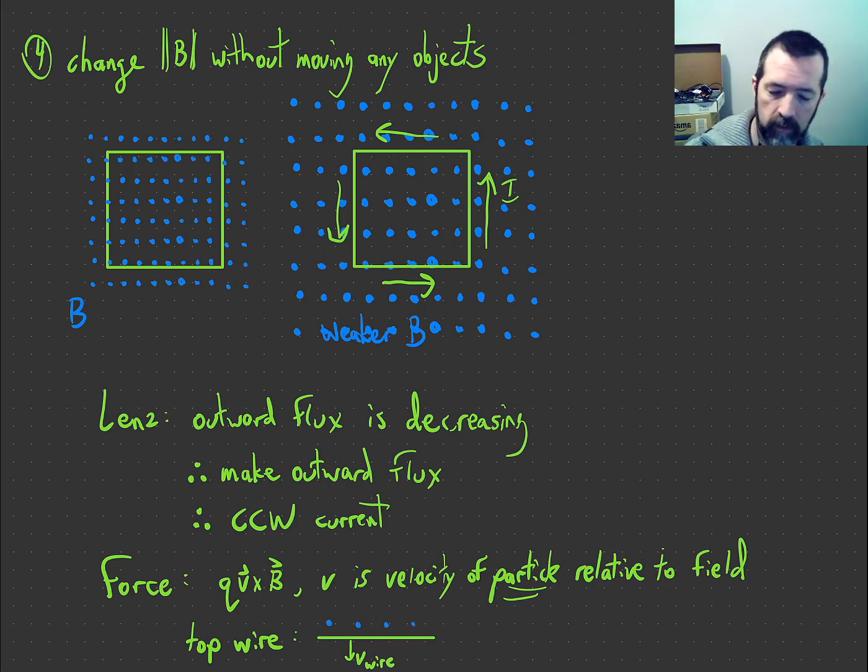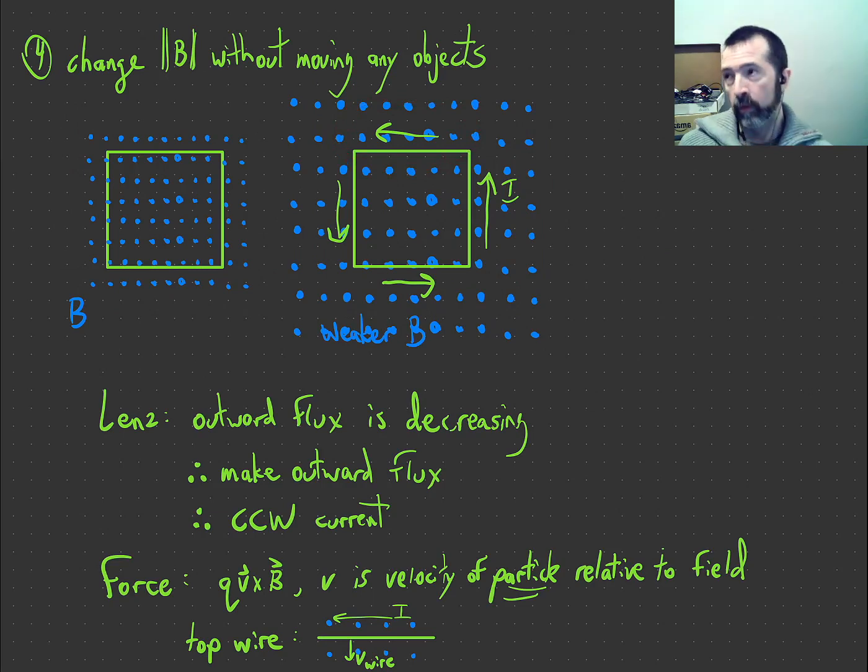So I have all these dots for the field. And the field moving up is equivalent to the wire moving down. So I'm going to say that the V for my cross product is down. B points out of the screen. That gives me a force to the left. I should draw my current in green. And again, that is in agreement with what I got by doing the Lenz's law version.